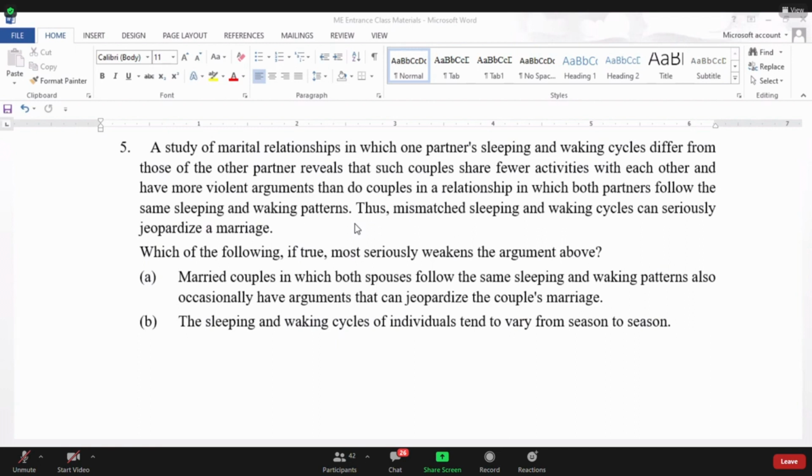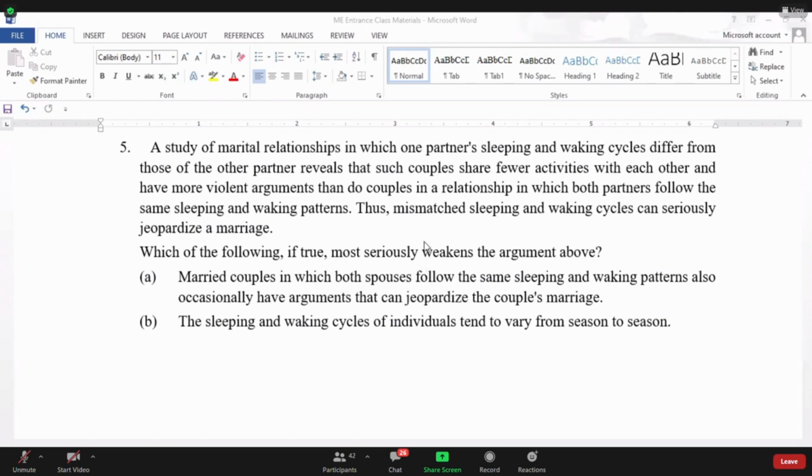Isn't it? So that's why they have more violent arguments. Whenever they fight, they have more violent arguments. Who have more violent arguments? They who don't have the same sleeping and waking pattern. They have more violent arguments.